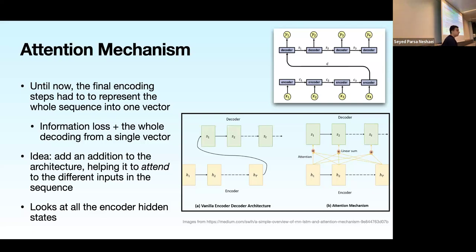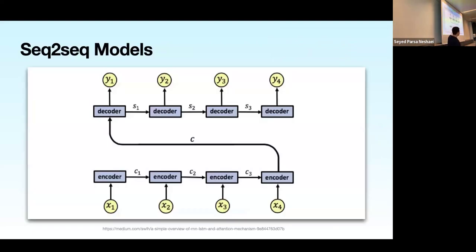The initial idea here, before we get to transformers, was that we can add something to this architecture to help it attend to the different inputs in the sequence. What does that mean? Here we have the same architecture again, but in addition to this, in the input of each of these RNNs, there is also a weighted average of all the outputs from these RNNs. Imagine the same thing, don't remove anything for now. In addition, imagine each of these decoders also had its input summed with a weighted average of the outputs of this RNN. Does that make sense?